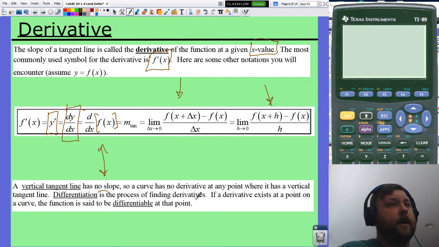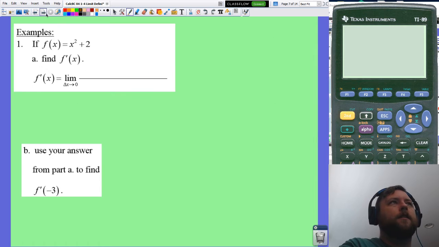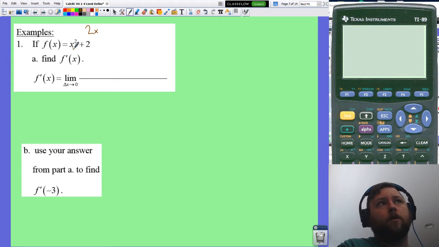Differentiation is the process of finding derivatives, and if a derivative exists, the function is differentiable at that point. That comes in later, when we talk about sharp turns. So let's do an example, and we're going to do this with the limit way, because I know you could say, hey, I can find the derivative and it's just 2x using the power rule. But let's use our derivative definitions.